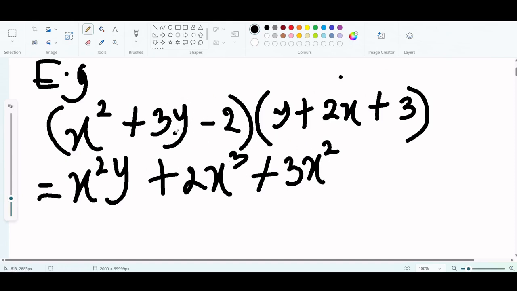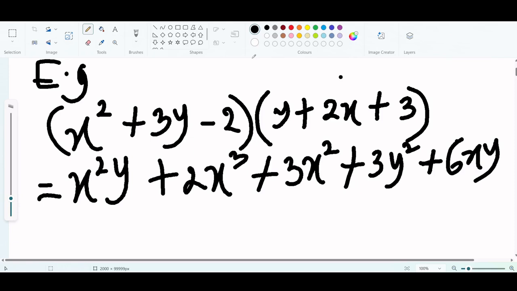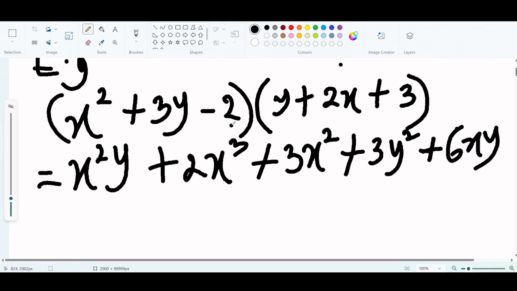Now we go to the second one. It's also going to multiply the 3 times here. So 3y times y is going to be plus 3y squared, right? Now 3y times 2x is going to be 6xy, right? Okay, now 3y times 3, that's going to be what? 9y. Okay, so now we are done with the next 3 times.